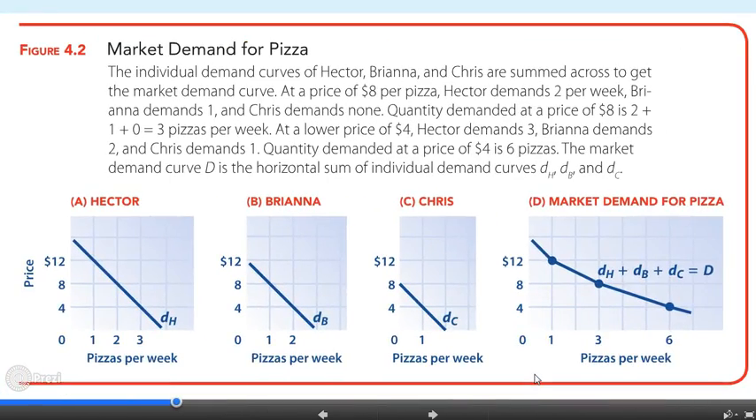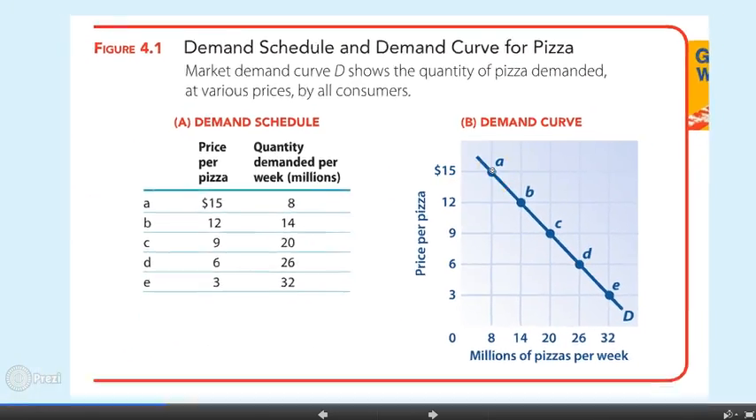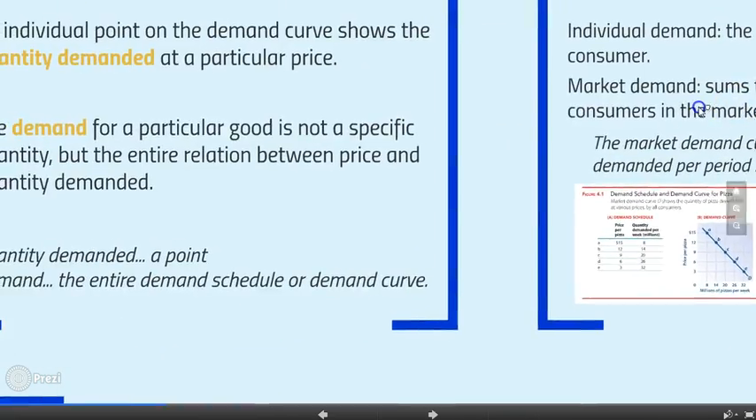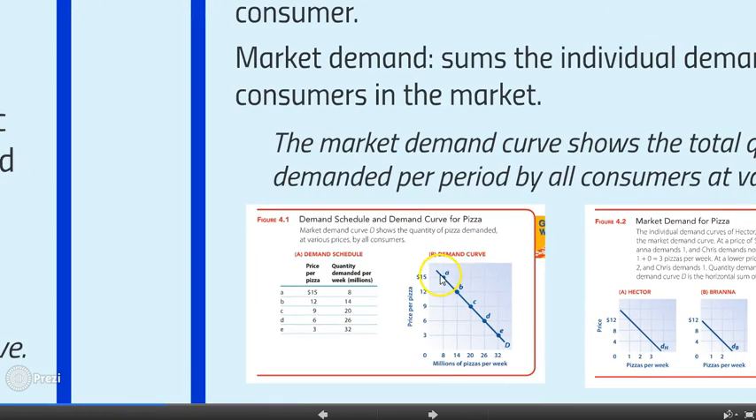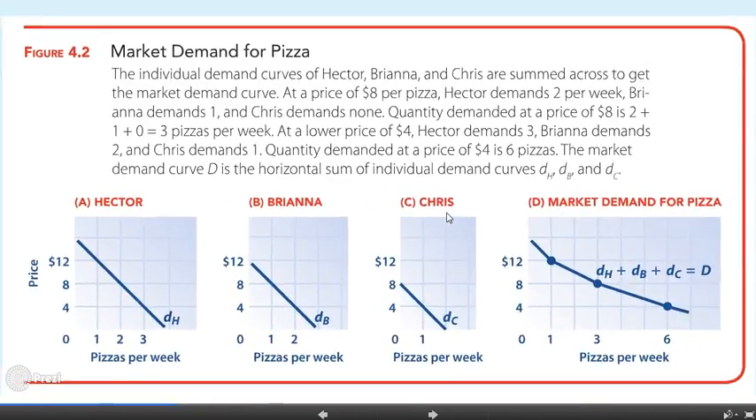And then, quantity, let's go back. Quantity demanded is the point. So if we go here, we have quantity demanded, A, B, C, D, E. And then demand is the entire relationship. We just talked about that one.